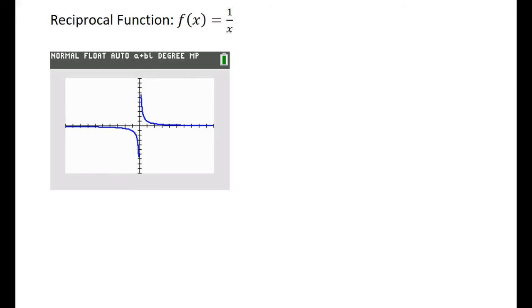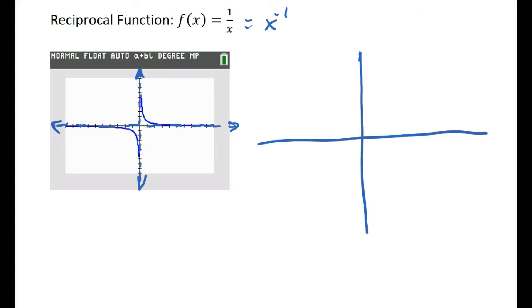And finally, the reciprocal function, f of x is 1 over x, or you could say x to the negative 1 power. And this looks like it's touching the x-axis. It's actually not. So we have a horizontal asymptote at the x-axis. It gets close to but never touches it. And x can never be 0 because we cannot divide by 0. So we have a vertical asymptote at the y-axis. So if you graphed this, it's going to look like this.